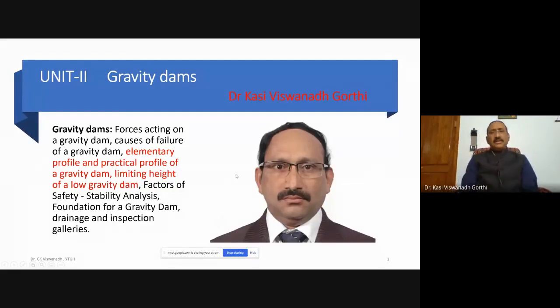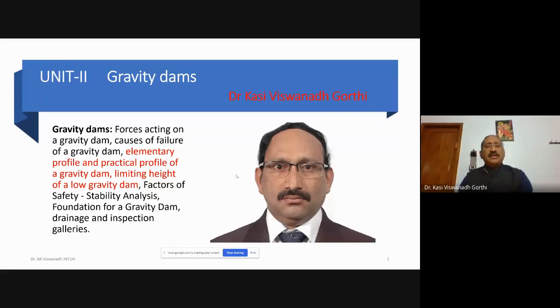Good morning, everyone. Today's lecture is on gravity dams continuation. We have been discussing gravity dams for the past few classes. We started with the definition of a gravity dam, followed by various forces acting on a gravity dam. We have seen some of the forces may be causing overturning to the dam. Some of the forces may be causing stability to the dam, like self-weight. So we analyzed all these forces, and in the previous class, we discussed the various causes of failure and the stability analysis of a gravity dam.